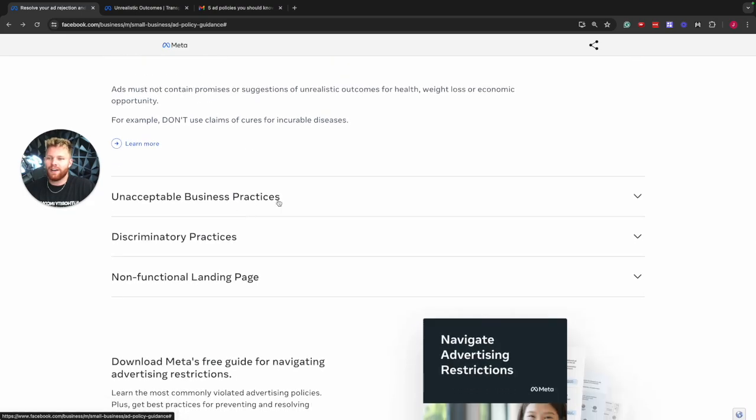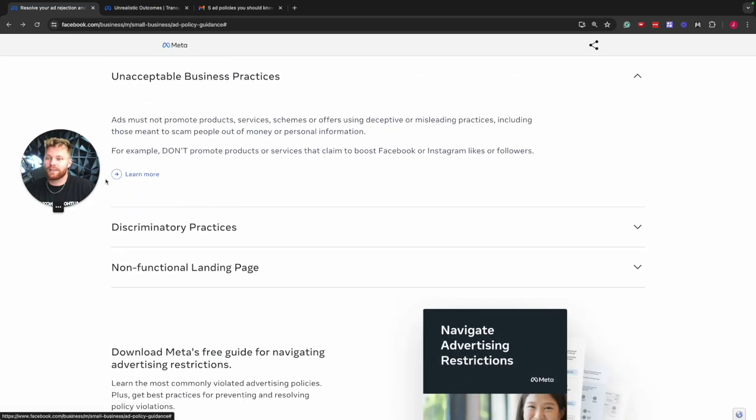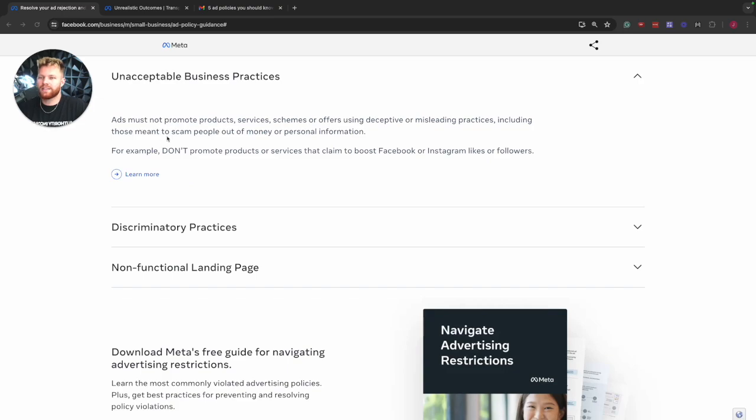The next is unacceptable business practices. Now, these are ads that must not promote products, services, schemes, or offers using deceptive or misleading practices, including those meant to scam people out of money or personal information. For example, don't promote products or services that claim to boost Facebook or Instagram likes or follows.